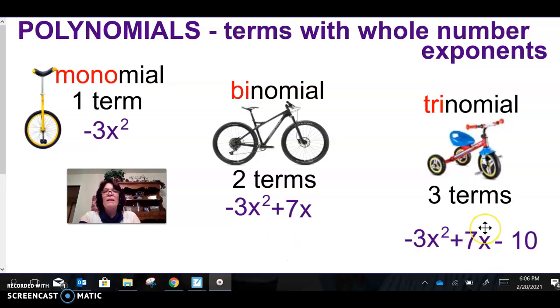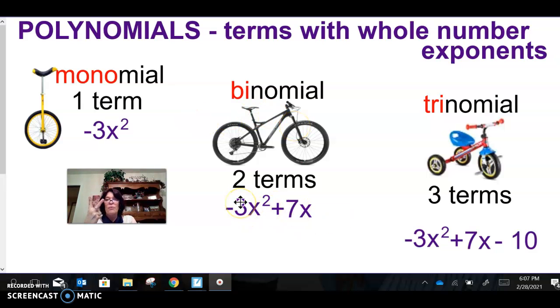Anyway. Polynomials are terms that have whole number exponents. Sometimes we have polynomials that are called monomials. Okay, one term, something like this, negative 3x squared. Notice the exponent 2 is a whole number. Now, whole numbers are 0, 1, 2, 3, 4. There's no fractions, there's no negatives. It's whole number exponents.